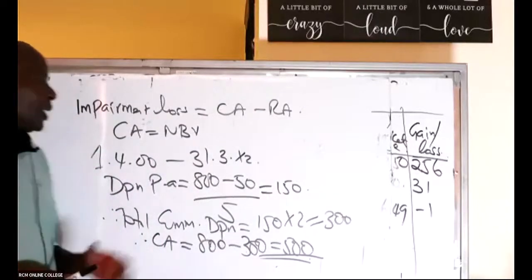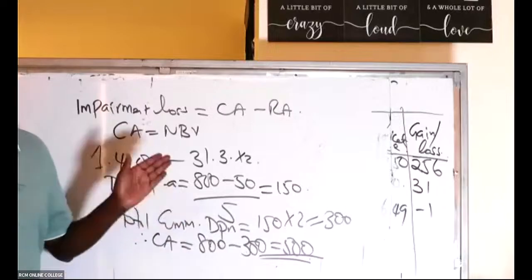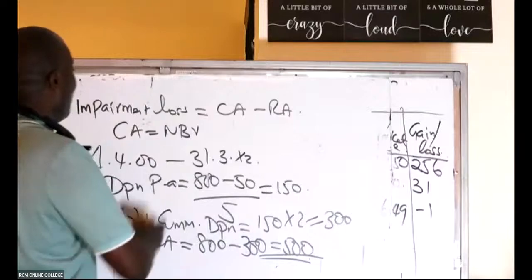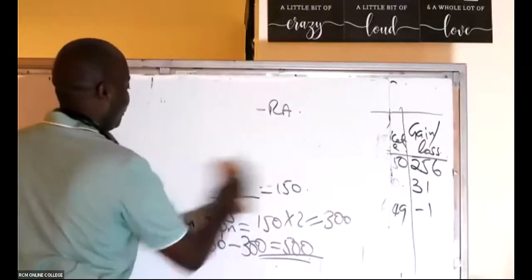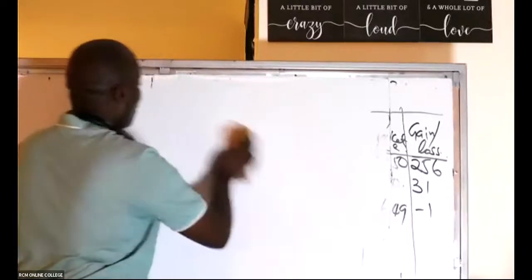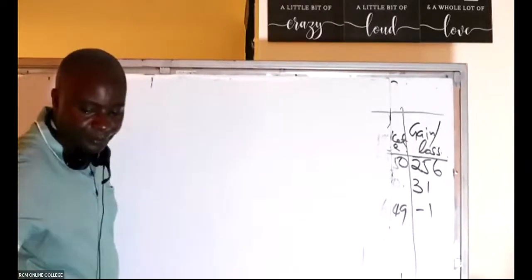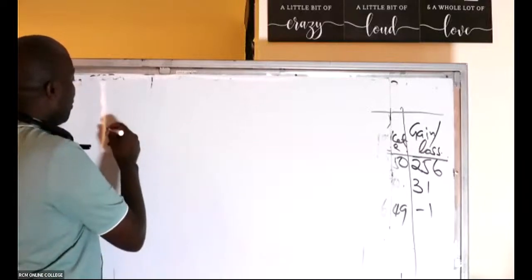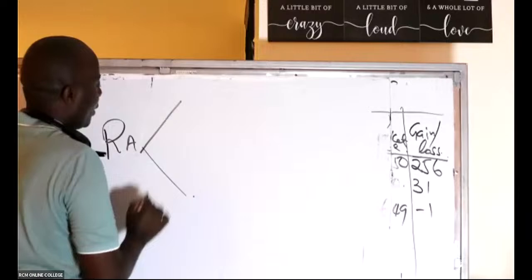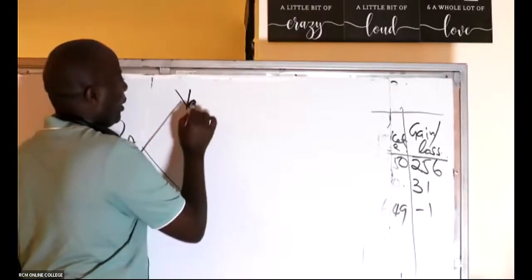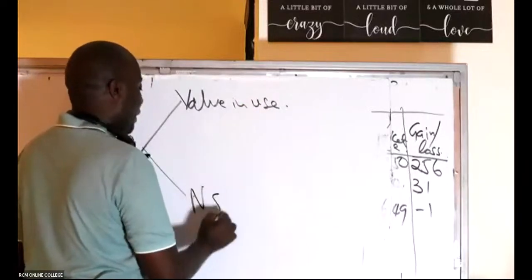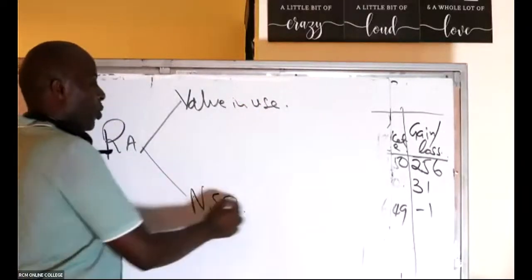So please allow me to rub this. So we are going to consider two things here. We have here what we call recoverable amount. We always look at two items. We have the value in use, and then we have what we call the net selling price or net realizable value.